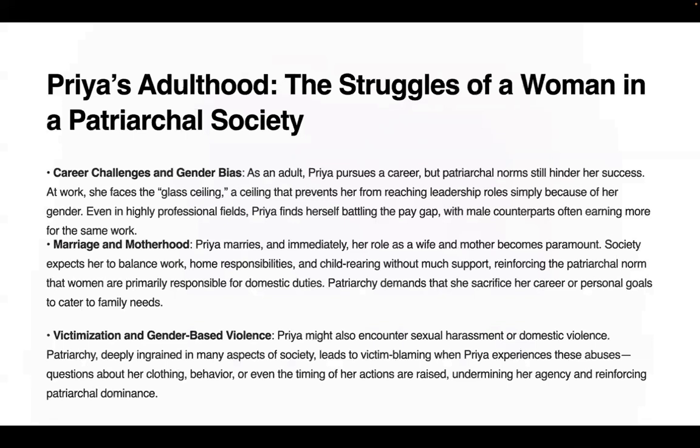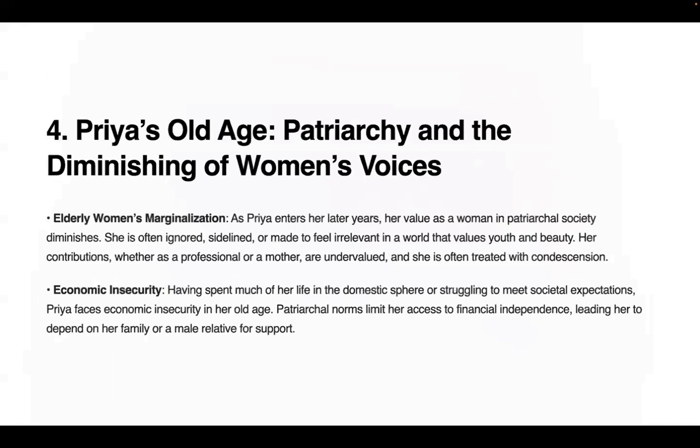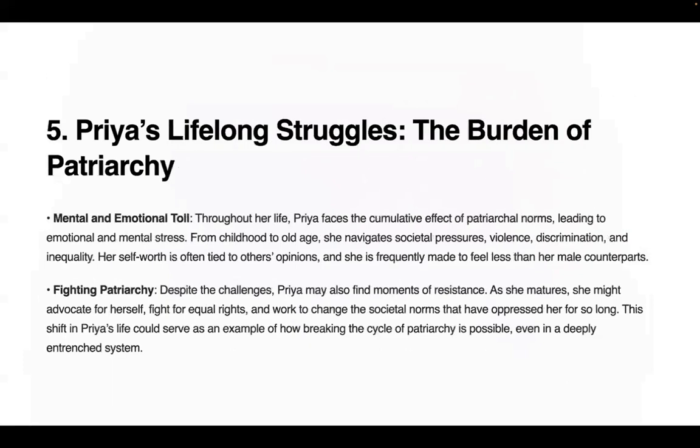Then you can talk about Priya's adulthood. I'm giving a subheading because writing a subheading creates a good impact, provided you are familiar with it, provided it is not breaking the flow of an essay. Then you can talk about how it impacted her career challenges, her marriage, her motherhood, and how she faced gender-based violence and victimization. Then in old age, how patriarchy is diminishing her voice, her worth, how she has been marginalized, how she often has to handle economic insecurity. Then the burden of patriarchy, the lifelong struggle, the mental and emotional toil, the energy that she had to spend to fight patriarchy at various stages.